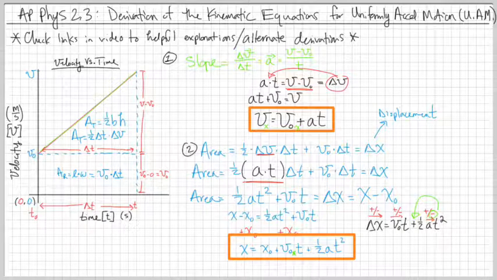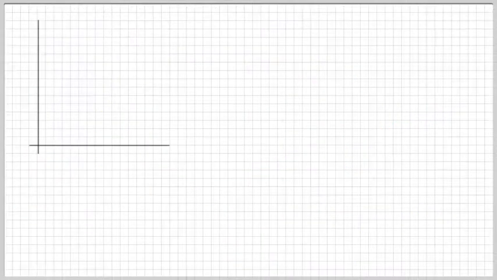That v naught is a velocity vector. It could be positive or negative. And that a is a vector. It could be positive or negative, which means if it's negative, it's going to turn into v naught t minus 1/2 at squared. So just be mindful of the signs.